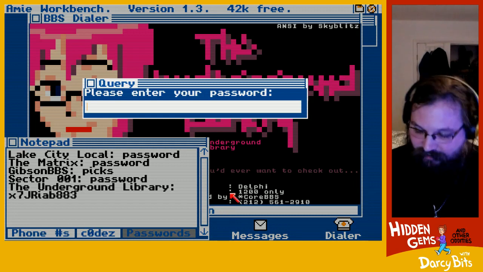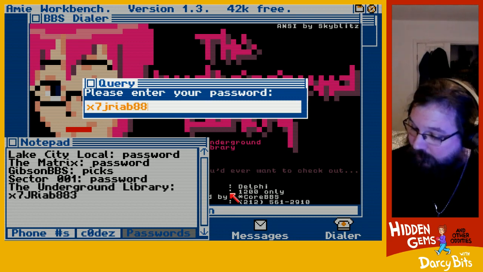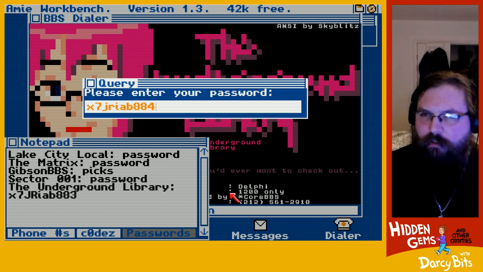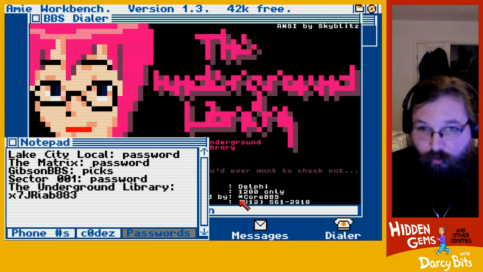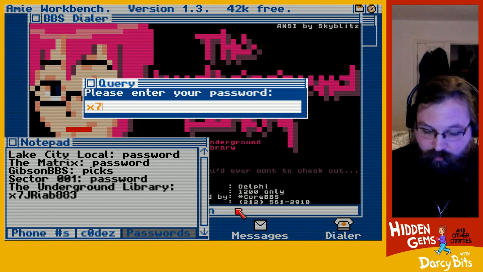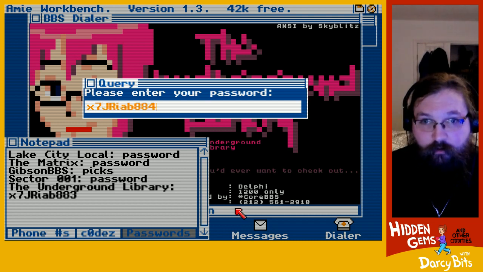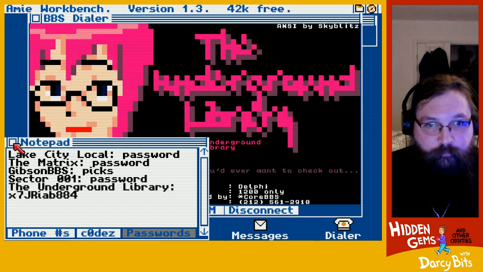All right. Let's actually test to see if I need to capitalize this, because I don't remember, and I'd like it if I didn't have to. That'd be nice. 884, and we'll swap it to lowercase, just assuming. That did not work. I think it's case sensitive. Okay. X7JRIB 884. All right, cool.